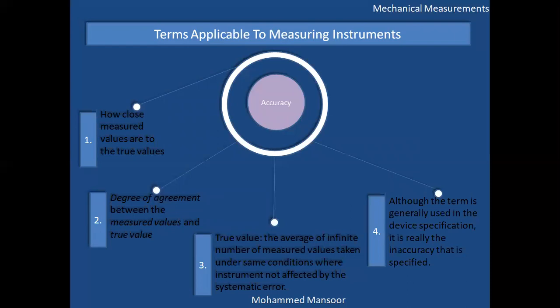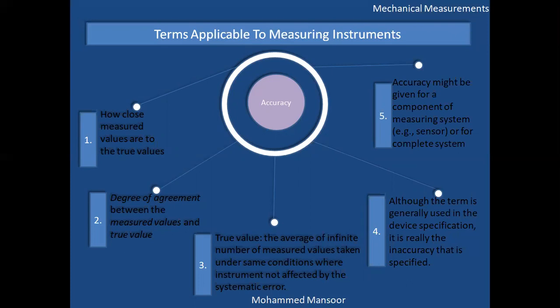Although the term is generally used in device specification, it is really the inaccuracy that is specified. So if you see, different instruments are specified with an accuracy, but it's not the accuracy which they have indicated; indirectly they are giving the inaccuracy.